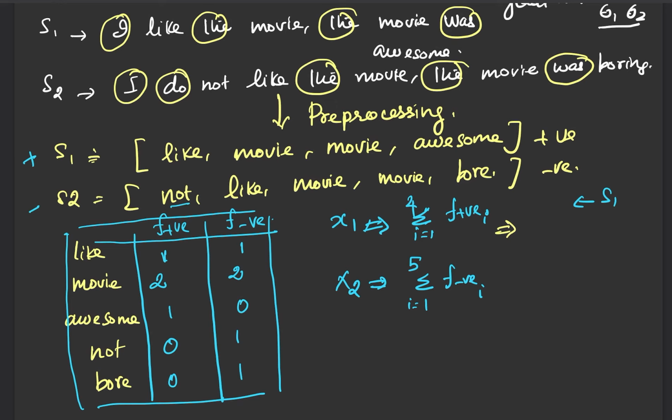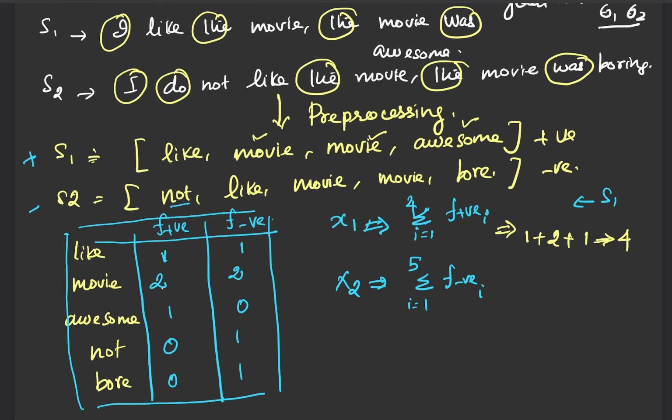For x1, the first word is "like". How many times did it appear? 1 time. And the second word is "movie". How many times did movie appear? 2 times. The third is "movie" again, so we already saw this movie 2 times. Then what is the next word? "Awesome", 1 time. So the frequency is 4. My x1 for the first sentence is 4.